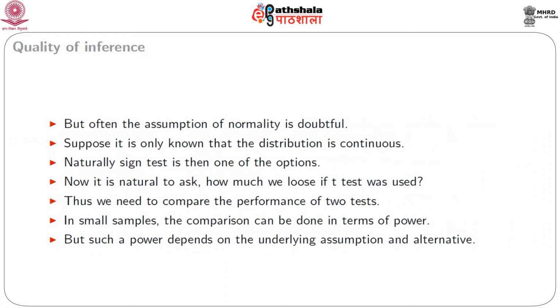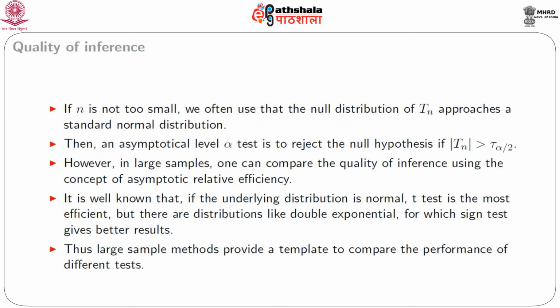But often the assumption of normality is doubtful. Suppose it is only known that the distribution is continuous. Naturally, the sign test is then one of the options. Now it is natural to ask how much we lose if the t-test was used. Thus, we need to compare the performance of two tests. In small samples, the comparison can be done in terms of power, but such a power depends on the underlying assumption and alternative. If n is not too small, we often use the null distribution of Tn.